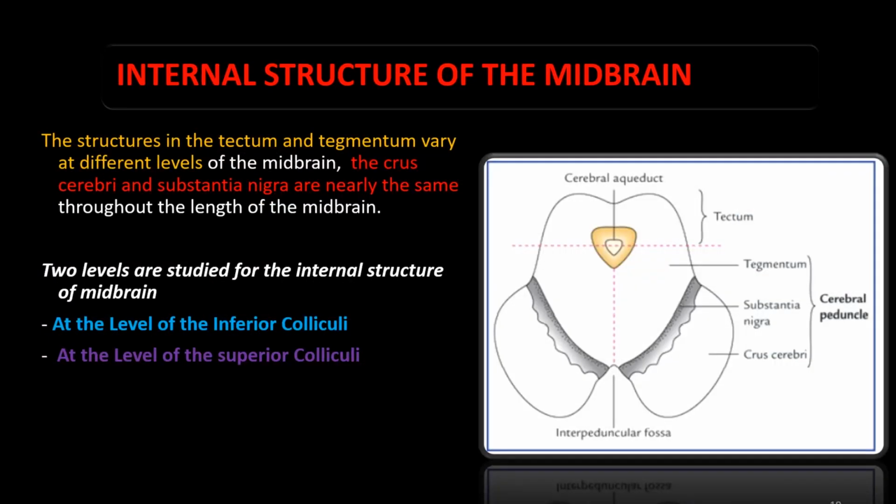In discussing the internal features of the midbrain, this study is done at two levels. Now, the structures in the tectum and tegmentum will vary at the different levels of the midbrain, while the crus cerebri and substantia nigra will nearly remain the same throughout the length of the midbrain. So we'll look at the two levels at which the internal structure of the midbrain is studied. Now the two levels are, one at the level of the inferior colliculus and two at the level of the superior colliculus. The inferior colliculus is the lower level, while the superior colliculus is the higher level.